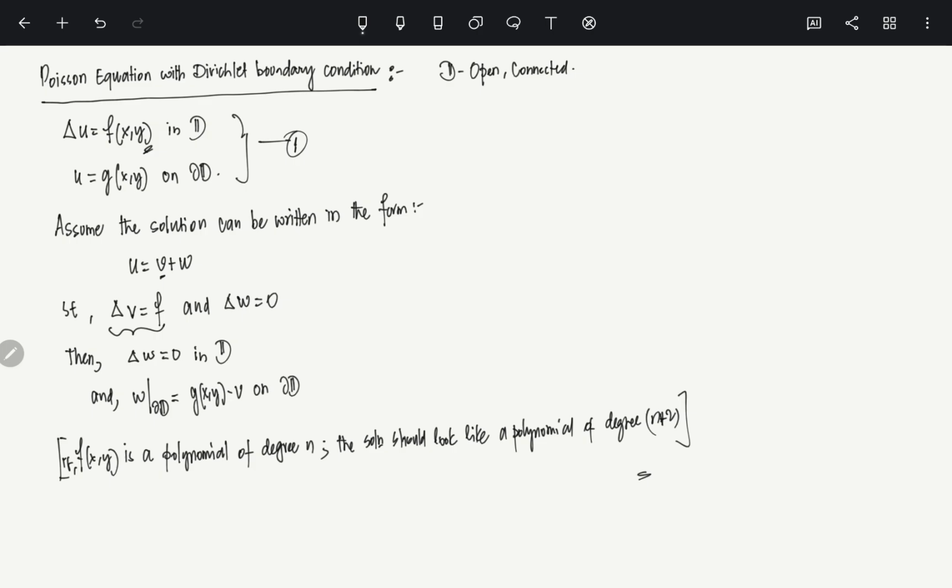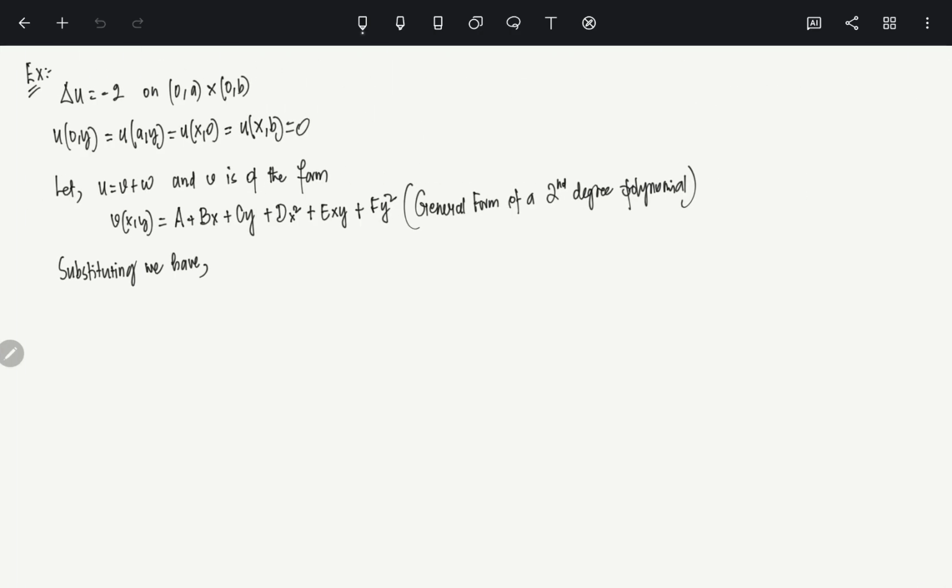Yes, v is a particular solution. I did not write it. v is a particular solution of (1), and w solves Laplacian w equals 0. So v is a particular solution, so v should solve this equation. We have to substitute it here. If we do the substitution, we get 2d plus 2f equals minus 2. This is 0, this is 0, this is 0, these are the twice derivatives. If you put everything together, you will see that what I wrote is correct, right? Okay.